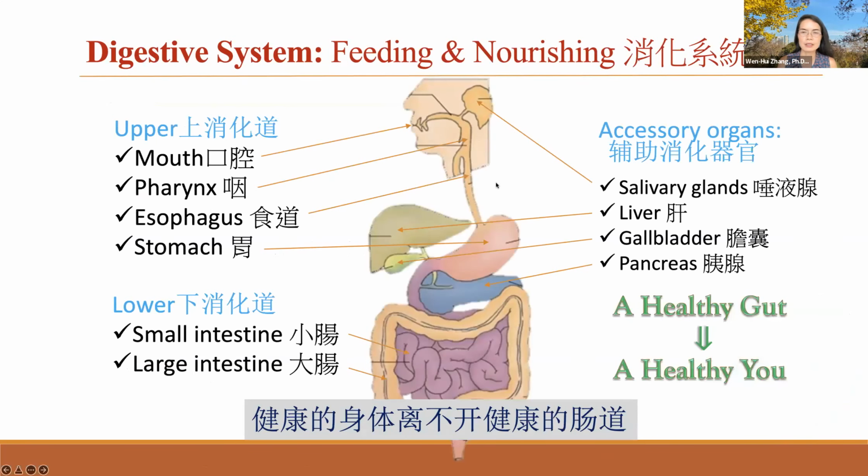So this is our digestive system. The upper digestive tract includes mouth, pharynx, esophagus, and stomach. The lower digestive tract includes small intestine and large intestine. And we also have accessory organs that include salivary glands, liver, gallbladder, and pancreas. This is the pancreas. So a healthy gut is the foundation of our health.